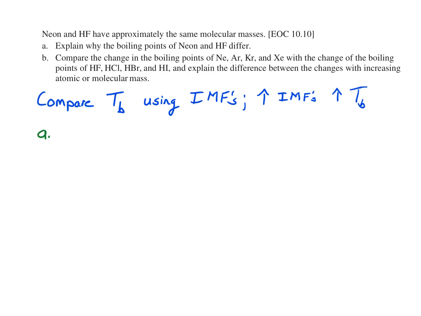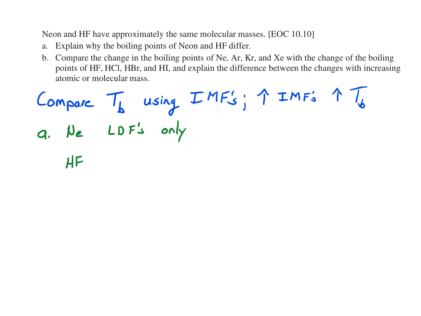We're asked to compare the boiling point of substances based on their understood IMFs. First, let's look at neon, an element, versus HF. We're told they have about the same formula weight. However, neon only has London dispersion forces, the weakest type of intermolecular force in general.